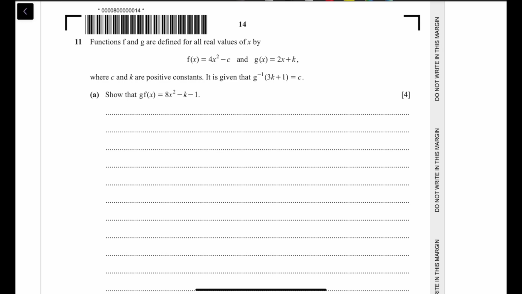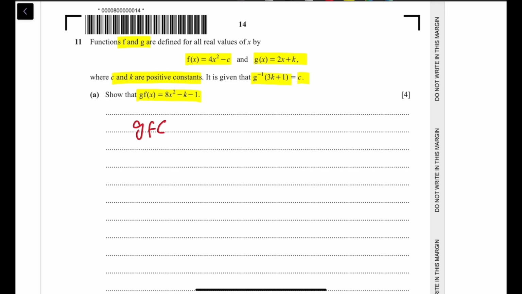Question number 11, functions f and g are defined for all real values of x by the following. So this is f of x, this is g of x, where c and k are positive constants. It is given that the inverse of g, 3k plus 1 equals c. Show that g f of x equals the following.